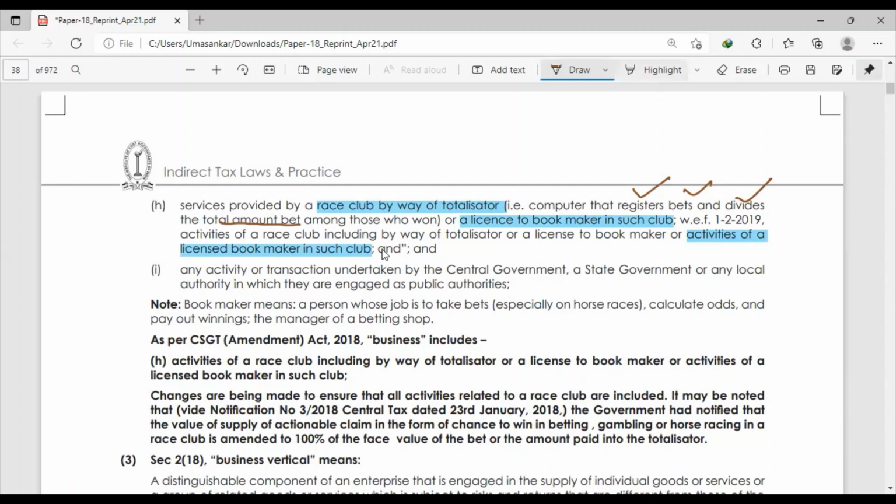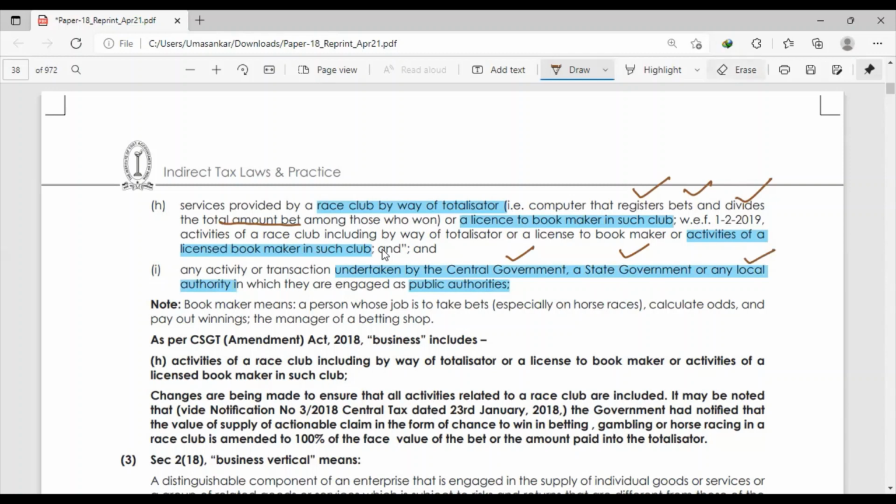Next is an activity or transaction undertaken by the central government or state government or any local authority engaged as public authorities. It means if the central government, state government or any local authority does any activity or transaction for the public, then this will also be considered a business and GST will also be applicable to the government authorities.